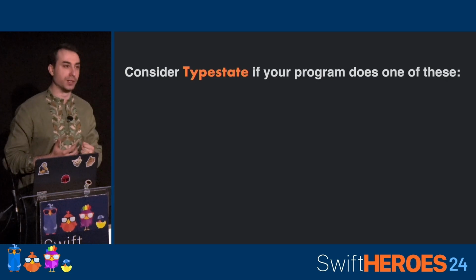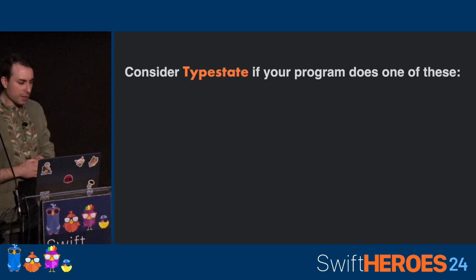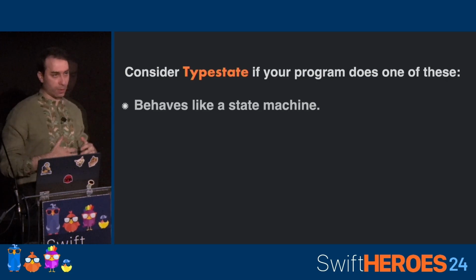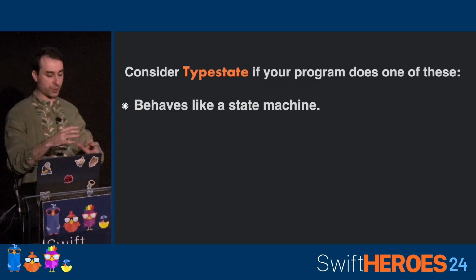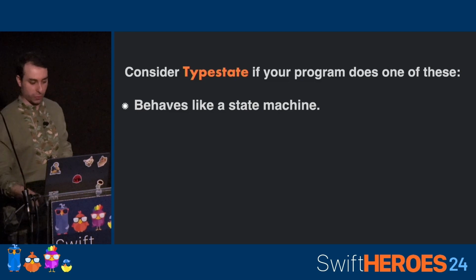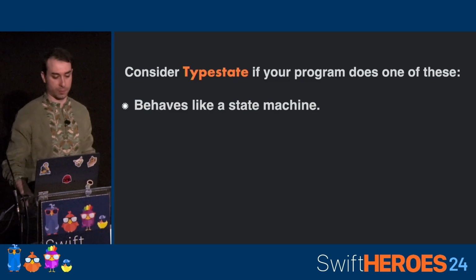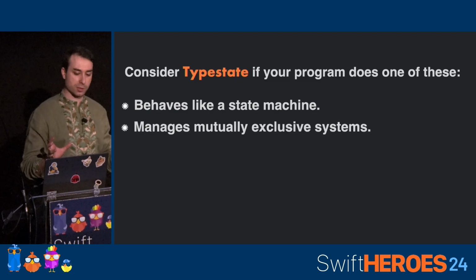Type state, obviously it's a bit niche, right? So when should you consider using it? Well, one, when your program behaves like a state machine. You have specific states between which you can transition, so you want to enforce this transition at the compile time level.